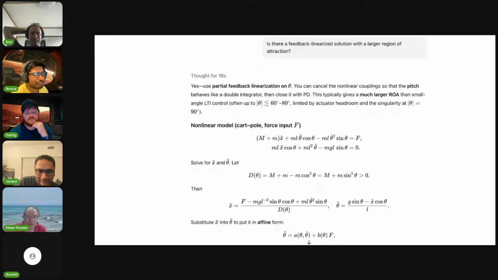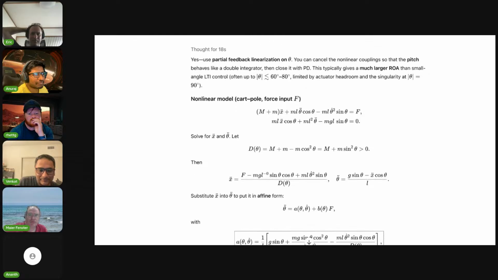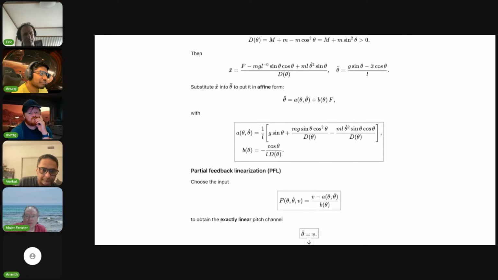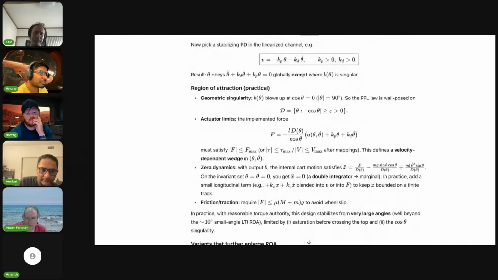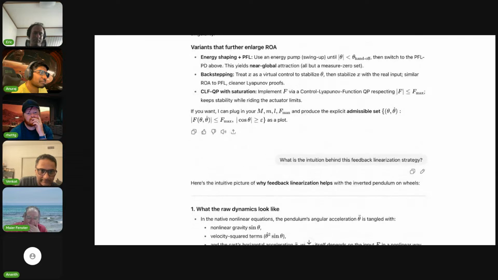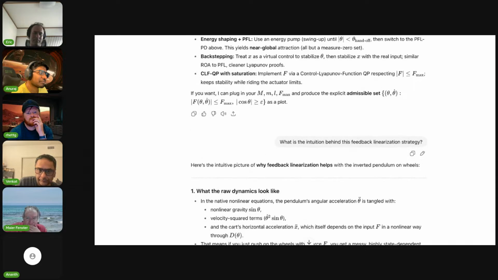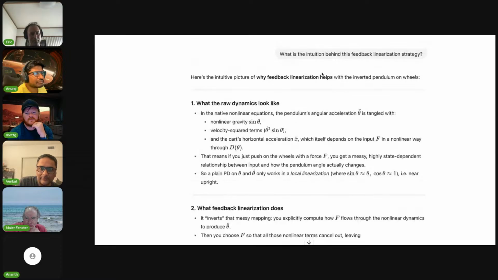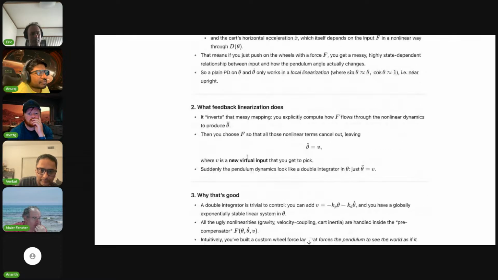But basically, you can look through the math. The intuition is you try to make the nonlinearities look virtually linear, because they're well-behaved nonlinearities. Think of it that way. And it gives you one solution. It's not trivial stuff, but I think this is reasonably computable. I asked it, what is the intuition behind feedback linearization? And it gave some answers, which you can look at if you want to.